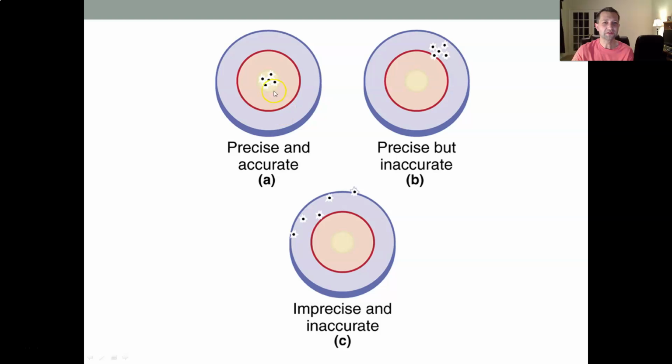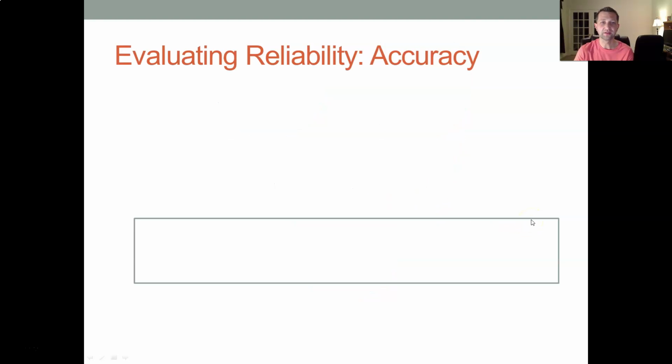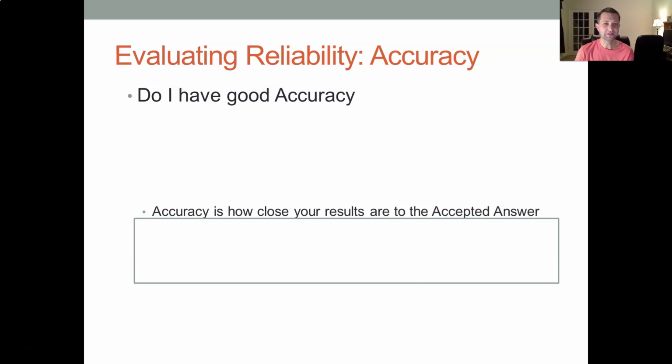So our goal is to be precise and accurate. That's letter A here, this first bullseye. We already looked at precise but inaccurate, which is letter B. And here we have imprecise, so our data points are spread over a wide range, and it's inaccurate because we're not near the target. So the goal is precise and accurate, but these are what some other variations of precision and accuracy look like.